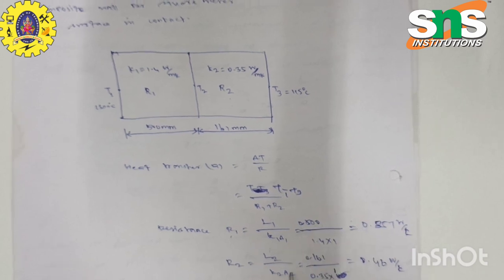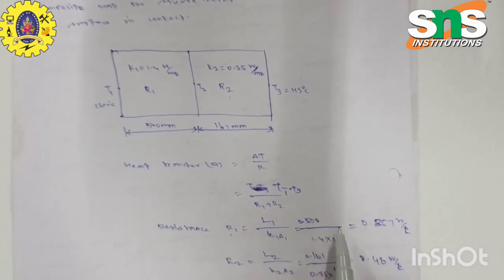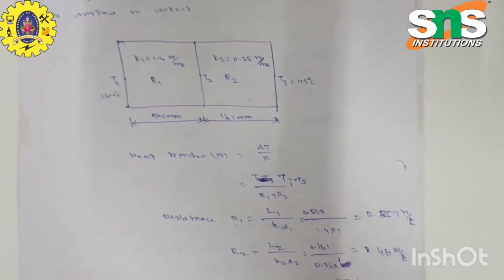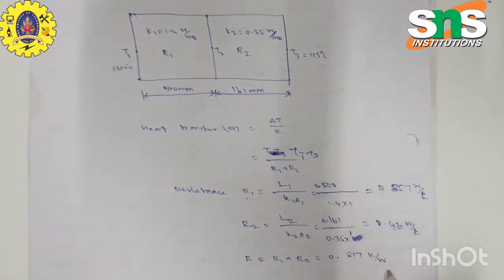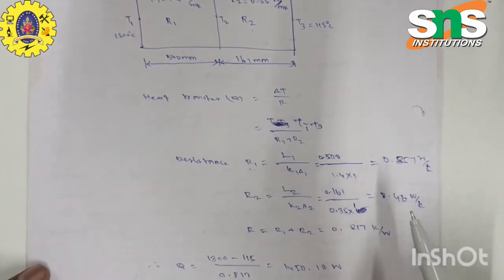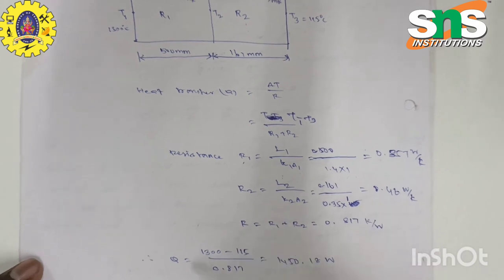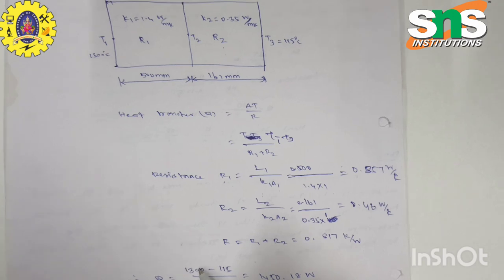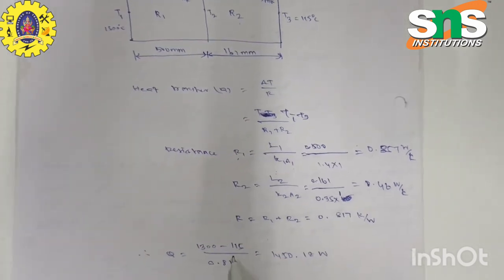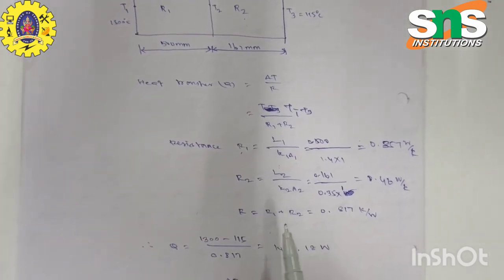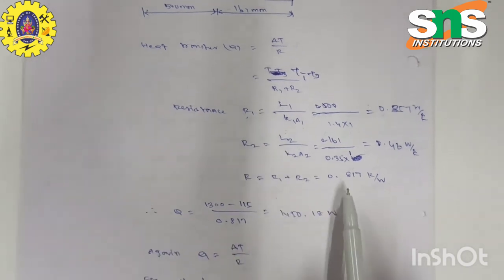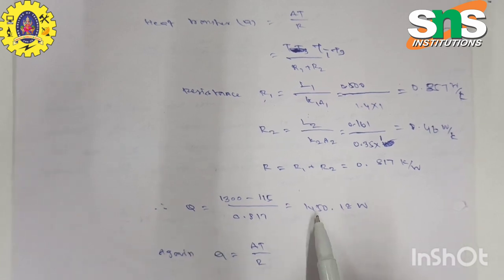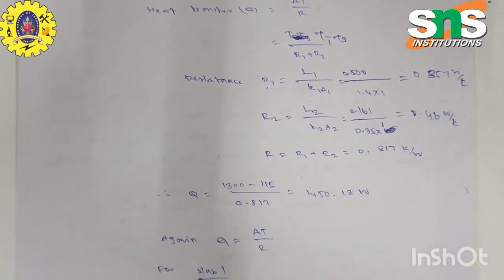So these are the values from our given problem. Finally we get the total resistance R equal to 0.817 Kelvin per watt, and we derived Q equal to del T by R. Del T means 1300 degrees Celsius minus 115, and the value of R is 0.817. So finally we get the heat transfer rate equal to 1450.18 watt.